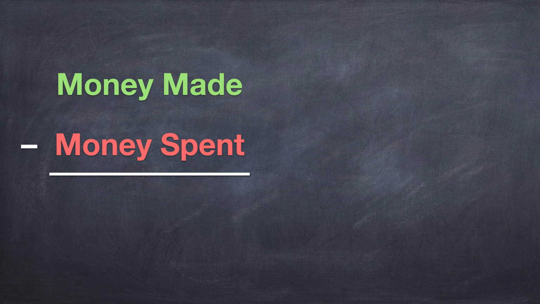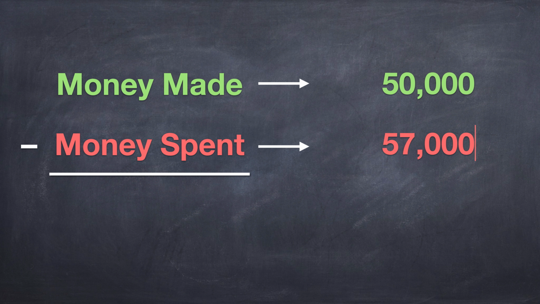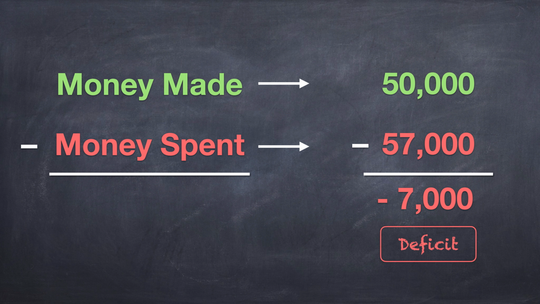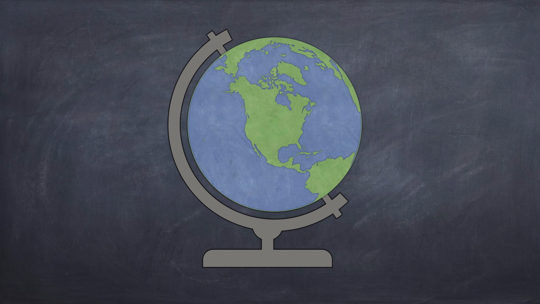Let's take a look at another example, and let's say you made $50,000 that year, but you spent $57,000. So again, you're going to go 50,000 minus 57,000. And then that's going to be negative 7,000, which means you have a deficit of $7,000, meaning you overspent by $7,000.